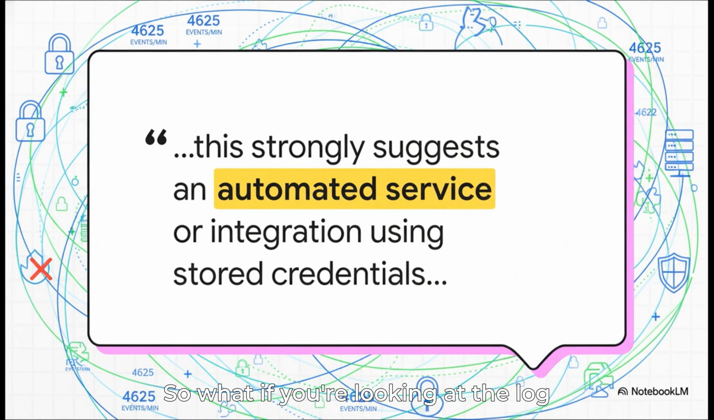So what if you're looking at the log and you see hundreds of these 4625 events, all from the same computer, happening over and over? Your first thought might be, oh no, we're being hacked. But as MVP Marcin Polic points out here, that's usually not the case. It's way more likely to be some automated system like another server or a network device that just has an old saved password and is trying to connect again and again and again. It's a super common problem to look out for.